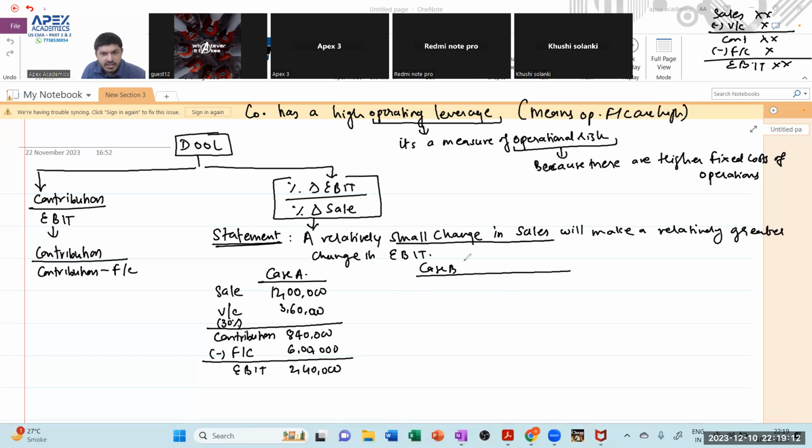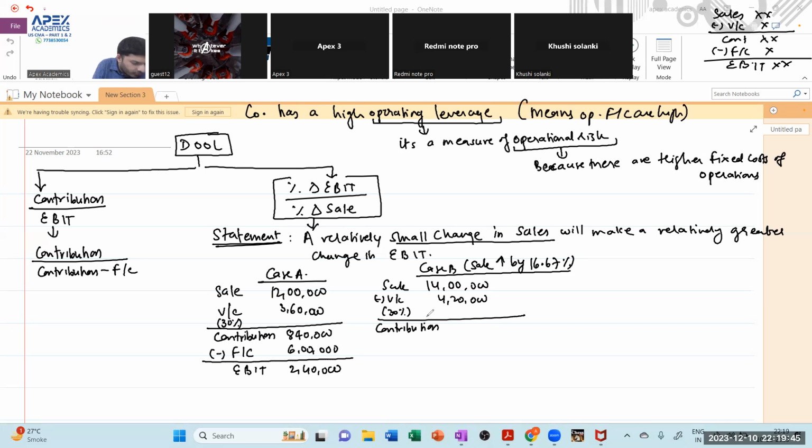Case B. A relatively small change in sales. Sales increases by 16.67%. So 12 lakhs plus 16.67% will give you 14 lakhs rounded off. Variable cost, as I said, is 30%. So 14 threes are 42. What I've got left? Contribution. So 14 lakhs minus 4 lakh 20,000. What is the answer? 9 lakh 80,000. Minus fixed cost.